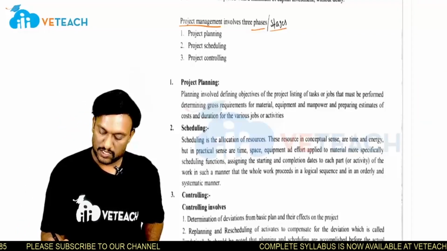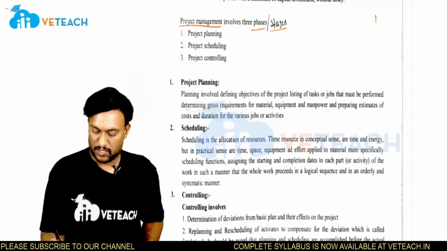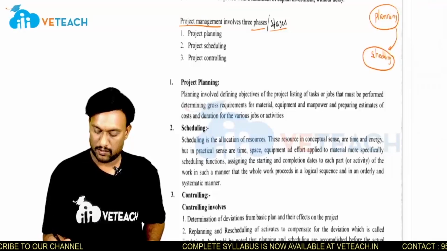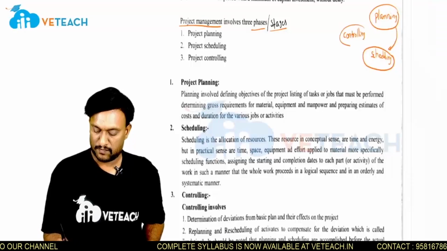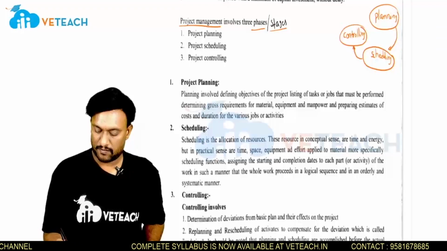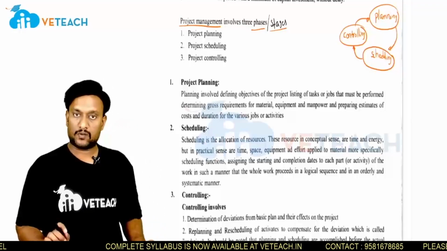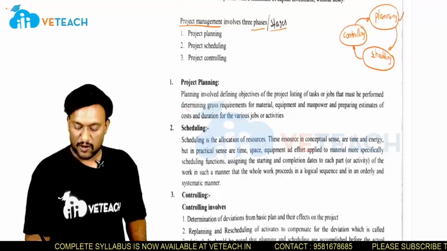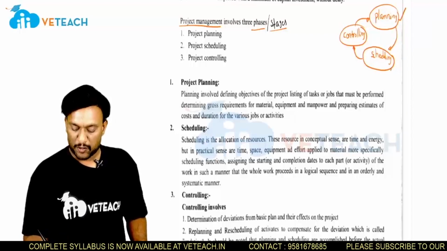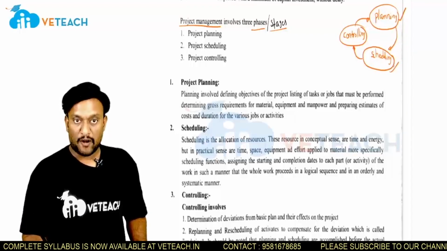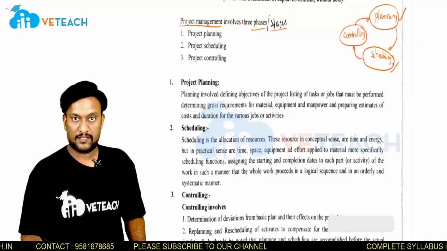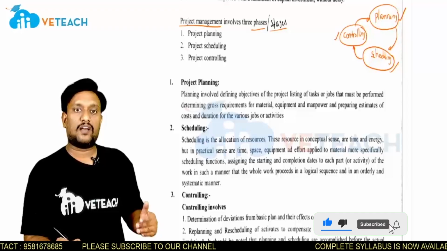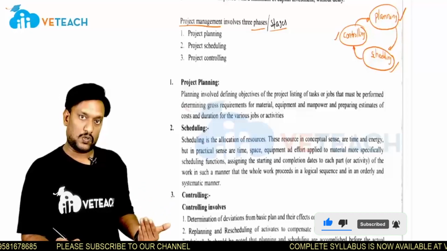Now this is a recycle process. The first one is planning, then scheduling, then controlling. This is the cycle. So if you have any work, first you have to plan, then you have to schedule and give the scheduling of the dates, then you have to control the things, if anything is going ahead of schedule or behind schedule.